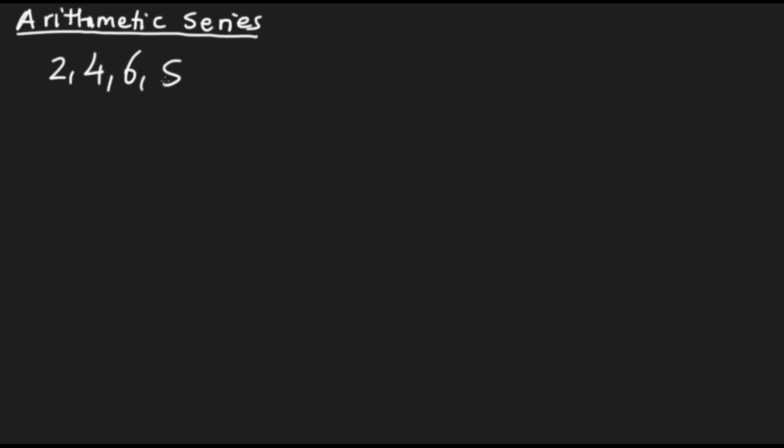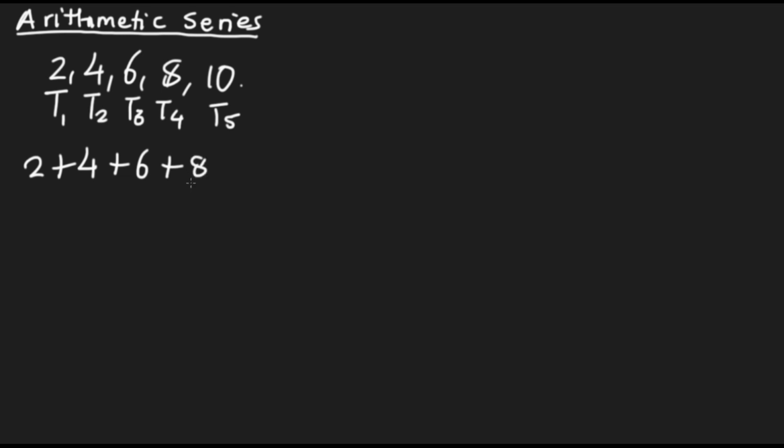4, 6, 8, 10. Let's say the question is find the arithmetic series of these numbers. So how many numbers do we have? We have 5 terms in this sequence. So let's add these numbers. So 2 plus 4 plus 6 plus 8 plus 10.